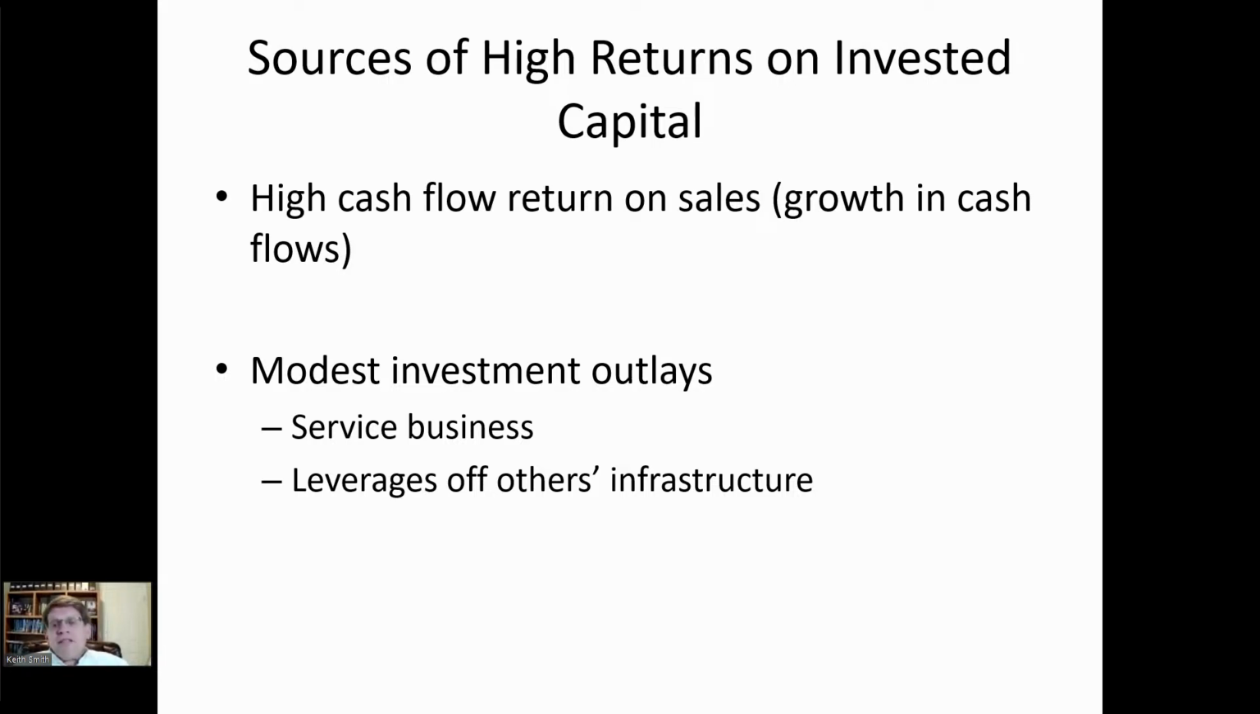The other key piece is to leverage off others' infrastructure to create modest investment outlays. That's an example in the auto business we just mentioned. They're leveraging off the OEM's financing ability and other things that the OEM will provide to these auto dealers.